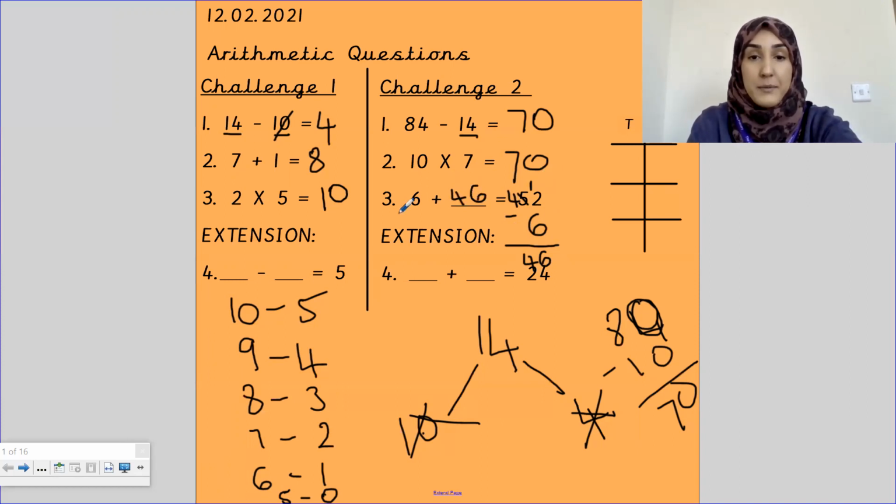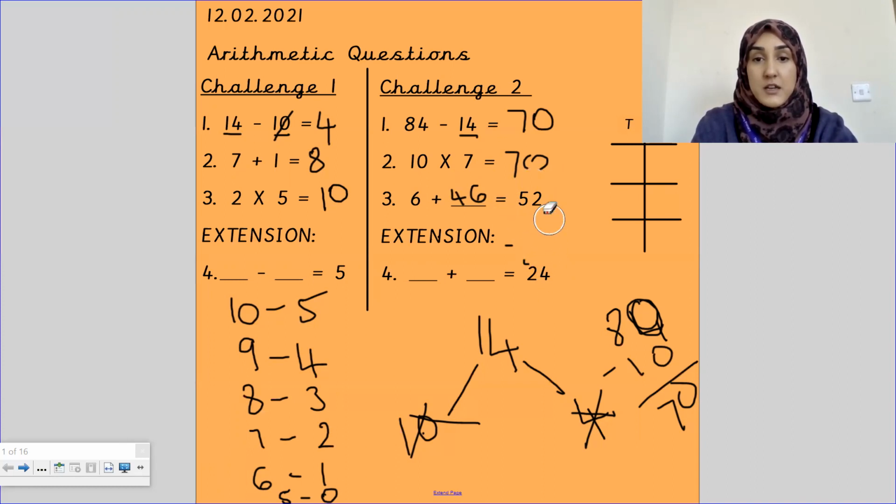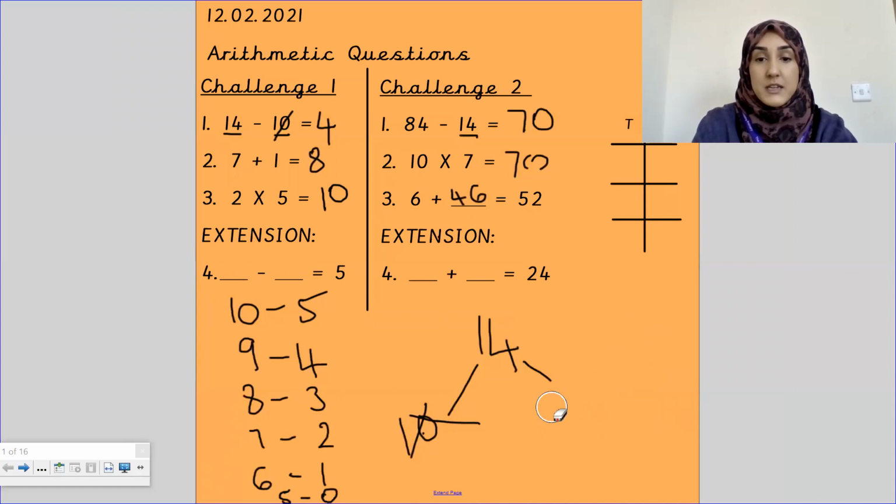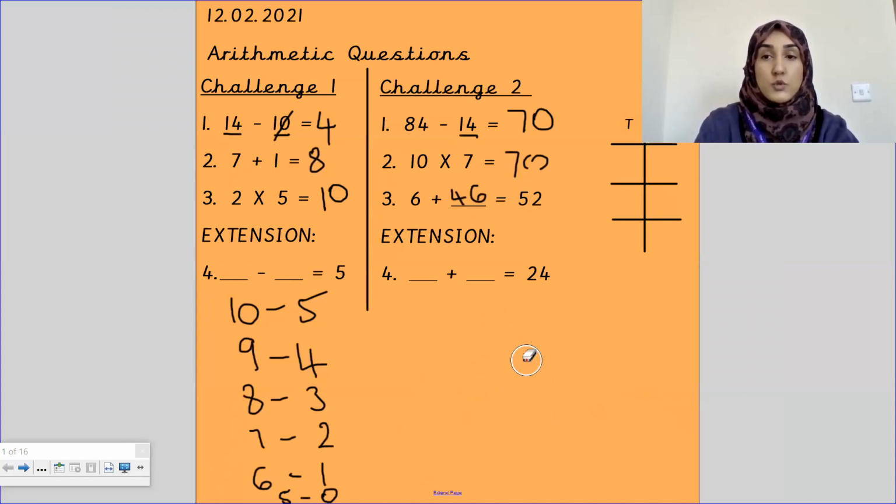Now let me use my rubber and rub out all of my working out so you can actually see the answer. There we go. Let's rub out all of this as well because I need space for my extension question. Okay, so 6 add 46 equals 52.